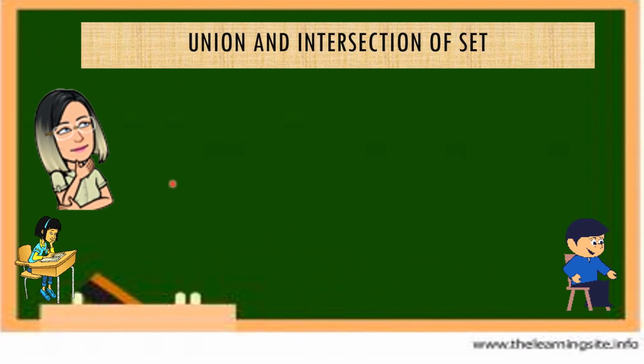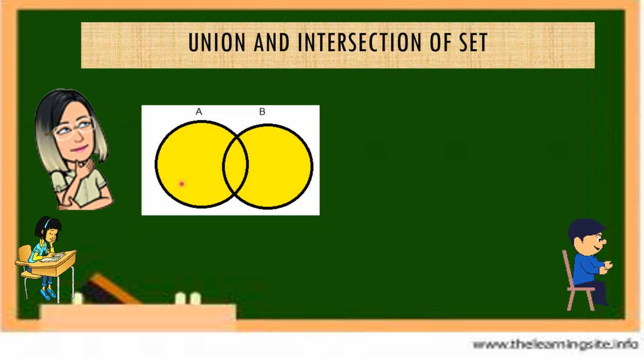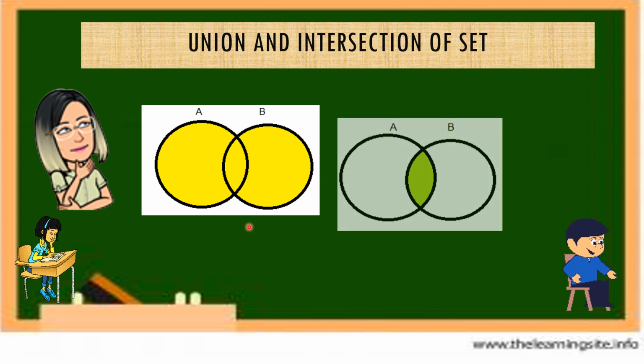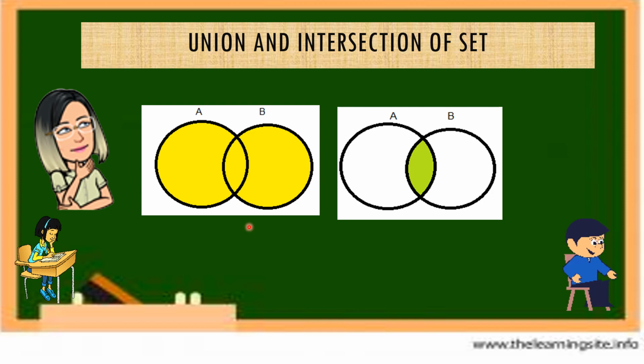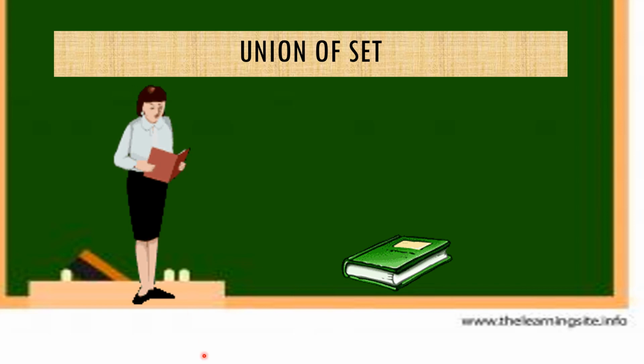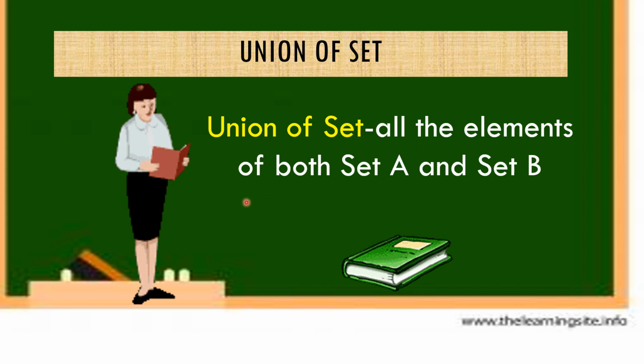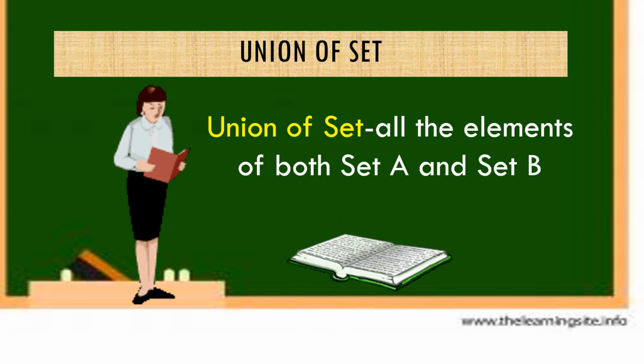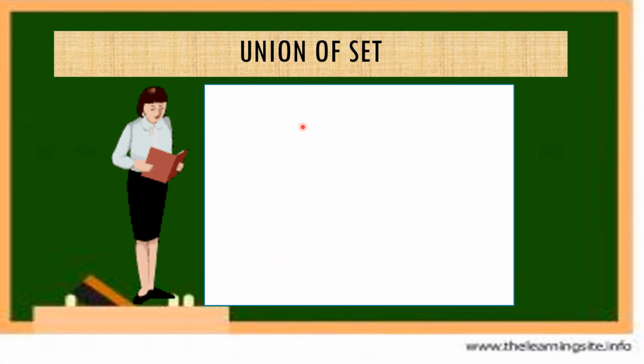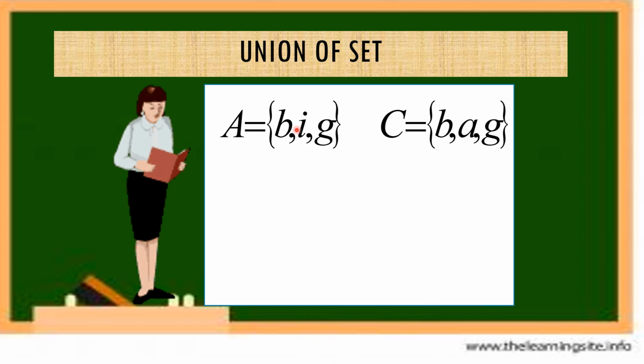So we have a new topic, the union and intersection of sets. The first figure is the figure for the union of sets, and the second figure is the intersection of sets. Union of sets. The union of sets are all the elements of both set A and set B. So all the elements found in set A and set B. So for the union of sets, we have our given.